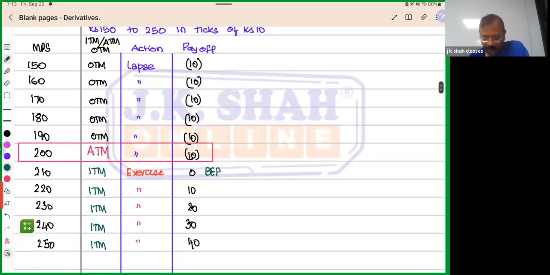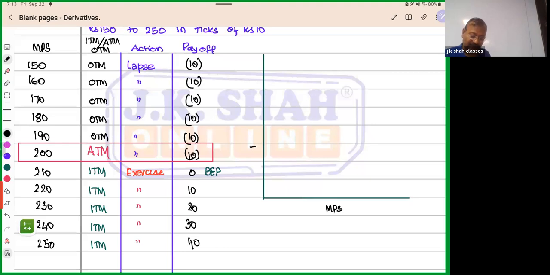Now, if we were to draw this on a piece of graph paper, that is, this is my market price axis, and this is my payoff axis. And let's say this is my zero axis. How would the diagram look if we were to plot the market price against the payoff? How will the diagram look like?